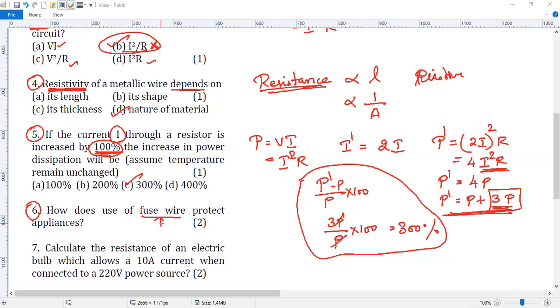Fine. So when a large amount of current flows through the circuit, what happens? The temperature of the wire increases, and the fuse wire is designed such that it gets melted easily, or it gets melted over a particular amount of current and temperature that passes through it. Right? Therefore, we are saving the electrical appliances.